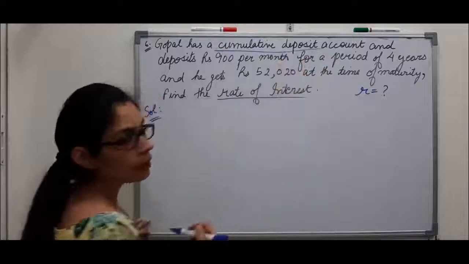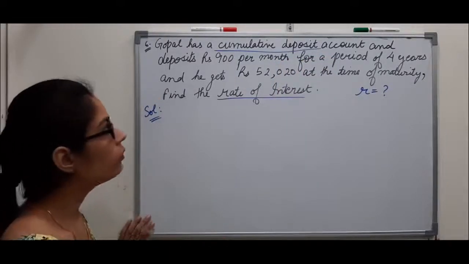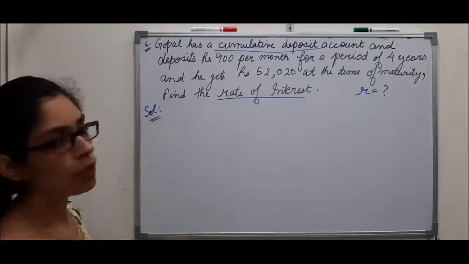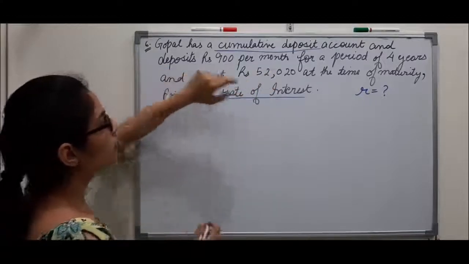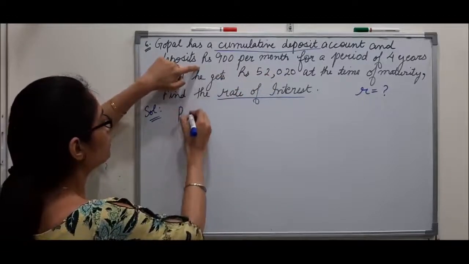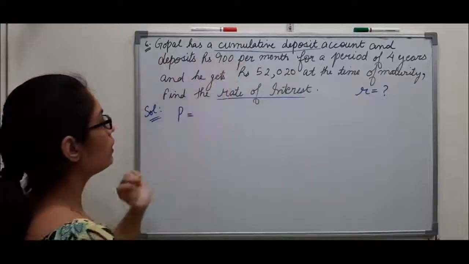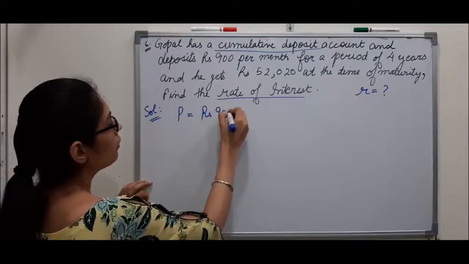Cumulative deposit, don't get confused. Cumulative deposit is the same as a recurring deposit account, so both the terms are the same. Now let's focus on what all things they have given to us. Per month means, whenever the term per month is written, that amount is your monthly installment. Monthly installment is rupees 900.